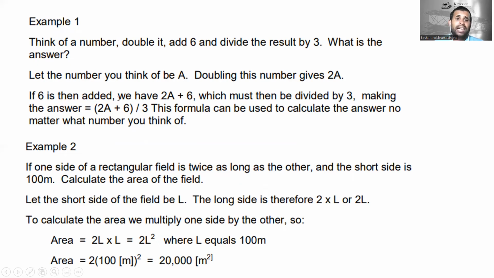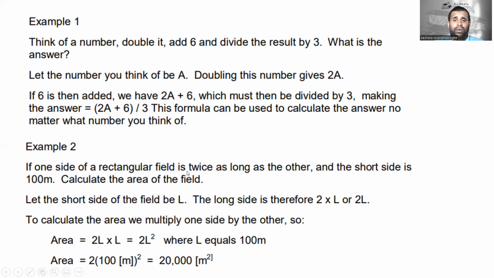If 6 is then added, we have 2a plus 6, which must then be divided by 3, making the answer equal to a plus 6 divided by 3. This formula can be used to calculate the answer no matter what number you think of. All right. Okay, now we'll go to example number 2.